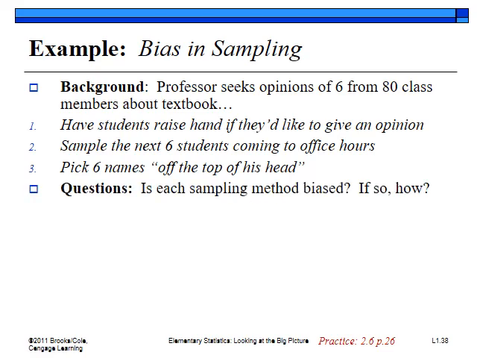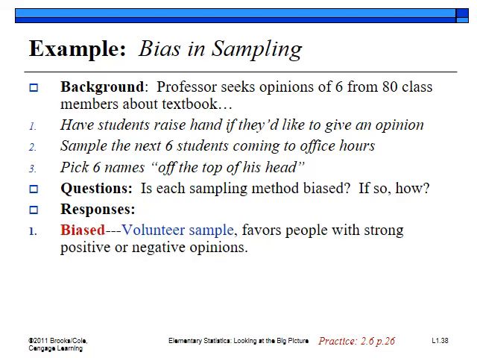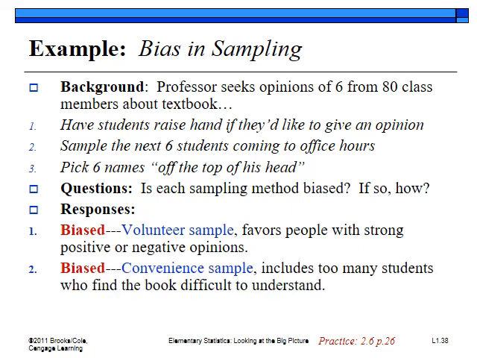For these methods of sampling, should we worry about bias? Well, for each of them, I think the answer is yes. The first one, that's a volunteer sample. Again, people with strong positive or negative opinions are more likely to volunteer. In the second one, that's a sample of convenience. Here, the professor is only asking the first 6 students that he happens to come across. But if those are the 6 students coming to office hours, maybe the reason why they're coming to office hours is they don't think the book is good and they want additional help. That sample would not be representative of the population as a whole.